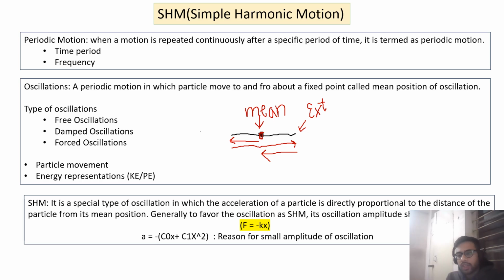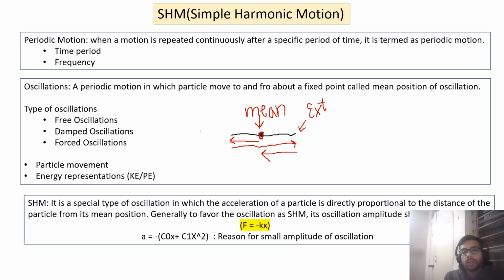The second one is damped oscillation. This is oscillation taking place in a resistive medium or resistive surroundings. The resistive forces acting on the particle can be friction forces or air resistive forces. Now the third term is called forced oscillation.